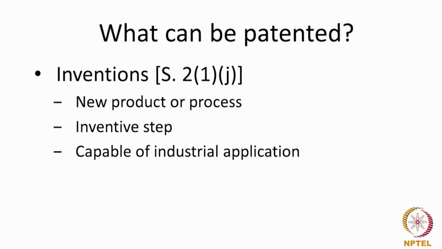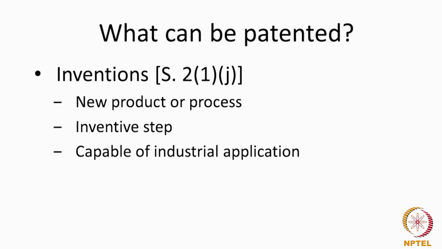Now, what is important here is that invention has three requirements: novelty, inventive step, and utility. But for something to be an invention and for something to be captured as a patent, the invention should manifest itself in the form of a product or a process. So that is why you have the new product or a process mentioned together. So if the invention cannot be envisaged as a product or a process, then a patent cannot be granted.